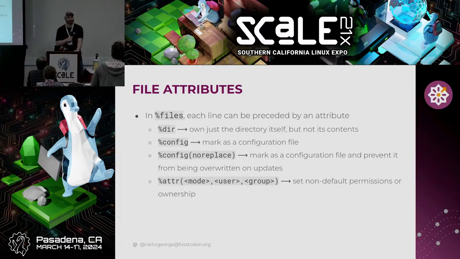For the files macro, is there a way to automate a long list of files that need to be installed? Let's say your make outputs 100 files or something like that. Yes, a fantastic question. Yes, there are lots of ways to do that.